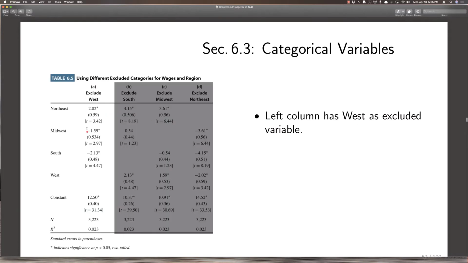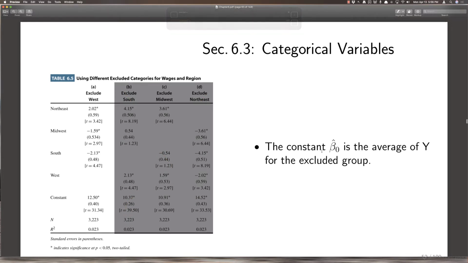So first, here we exclude West. So that's why you don't see a beta coefficient, you don't see a slope coefficient for West. What we do see it for is Northeast, Midwest, South, and the constant, all right? So the left column here has West as the excluded variable. And for now, we're just ignoring this stuff. That's why I have it grayed out there for you.